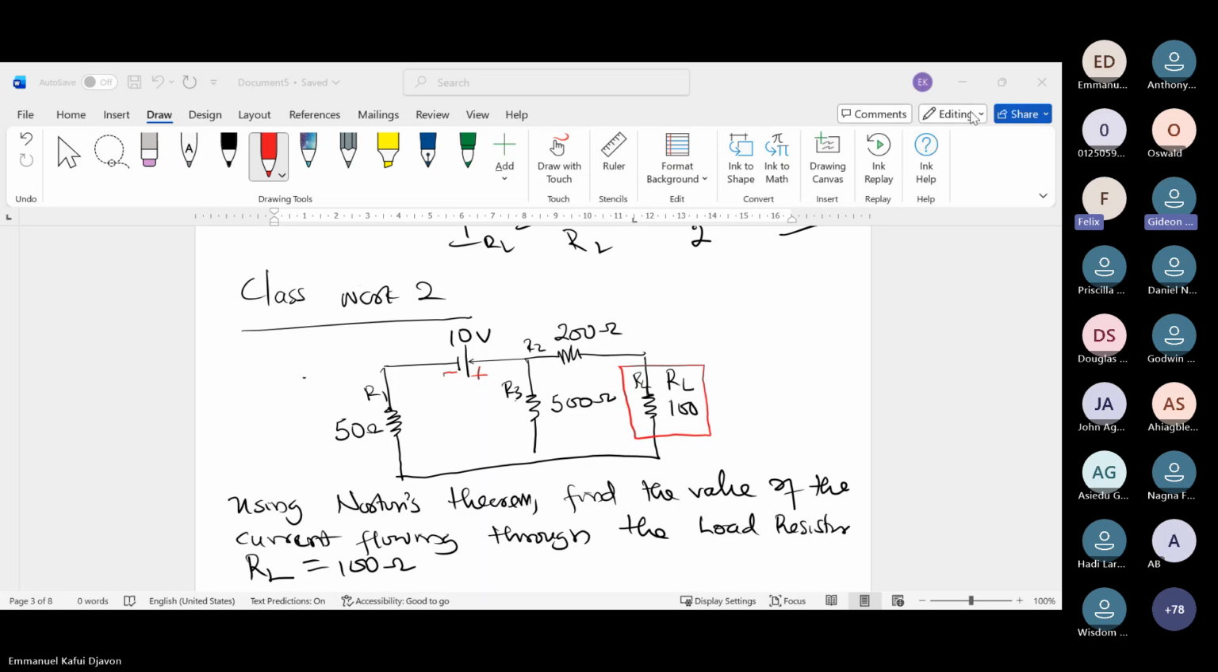Then you add the 50 to it, and that's when you get 192.86. You understand? Then we continue from there.